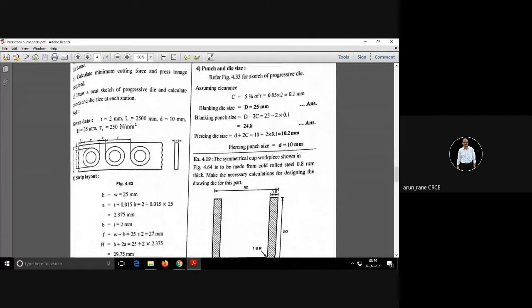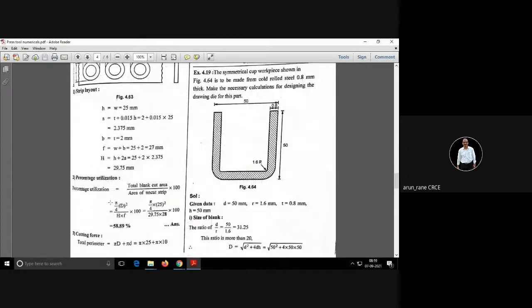This is what is called the strip layout. In this only you have to calculate the percentage utilization for the entire strip, and you can consider by default the length of the strip as 1000 millimeter, and the width of the strip you can take like this.